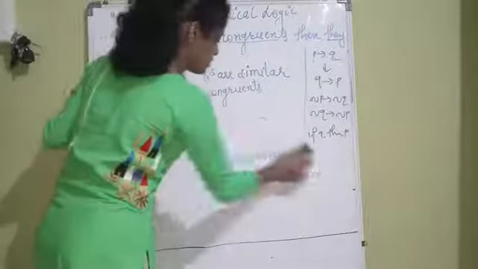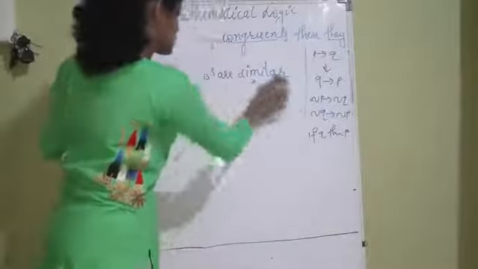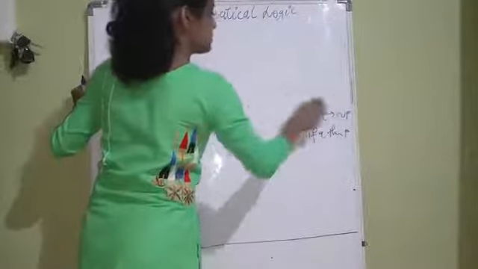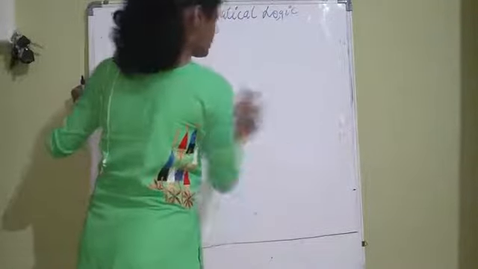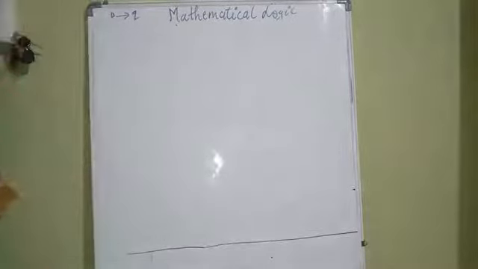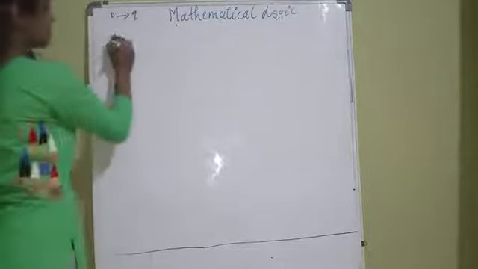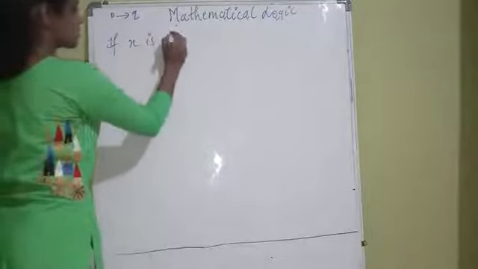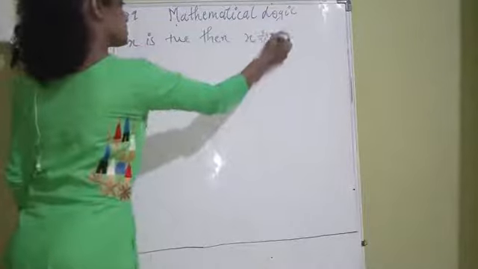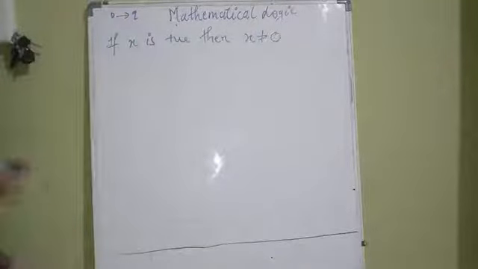The converse, inverse and contrapositive are the three forms of the conditional statement, that is P implies Q, meaning if P then Q. P is the statement they give, and you have to mention that statement. Next, see one more example: if x is positive, then x is not equal to 0. So the if-then condition is there.